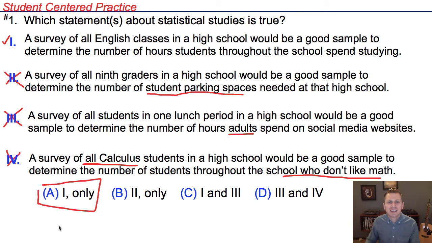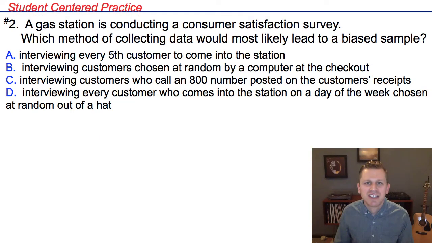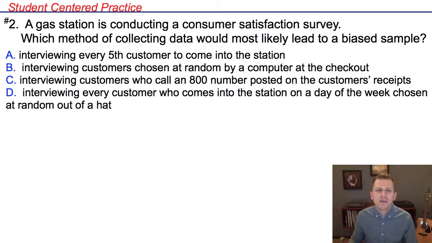Let's try another example. Here, a gas station is conducting a consumer satisfaction survey. Which method of collecting data would most likely lead to a biased sample? Here we're looking for which sample would be random and not give bias. Choice A is very random. If I interview every 5th customer to come into the station, that's really random.